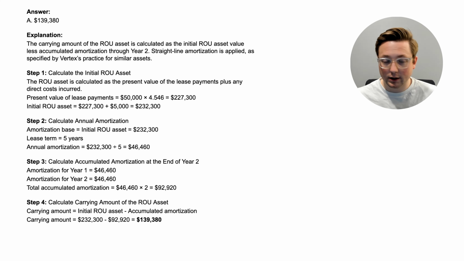So we do that for year 1 and year 2. $46,460 multiplied by 2 for year 1 and 2 is $92,920 of accumulated amortization so far for the right of use asset. So that means that at the end of year 2, the right of use asset has gone from $232,300 less $92,920, which brings it down to $139,380. That's how you do right of use asset amortization, mainly when it comes to finance leases.